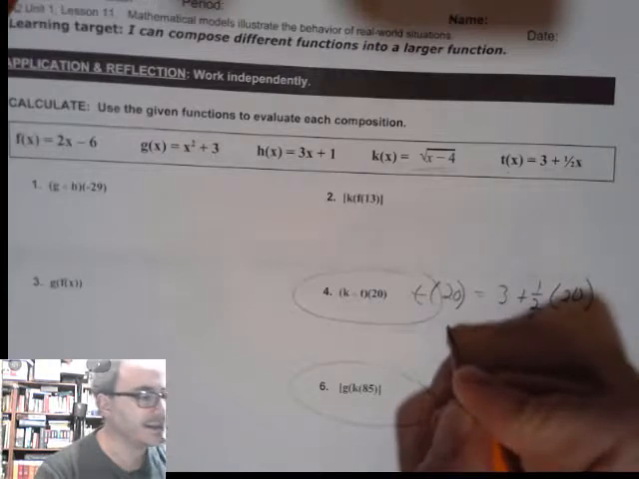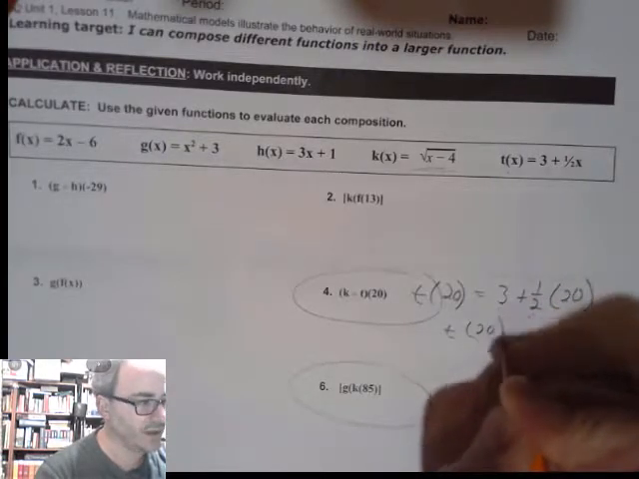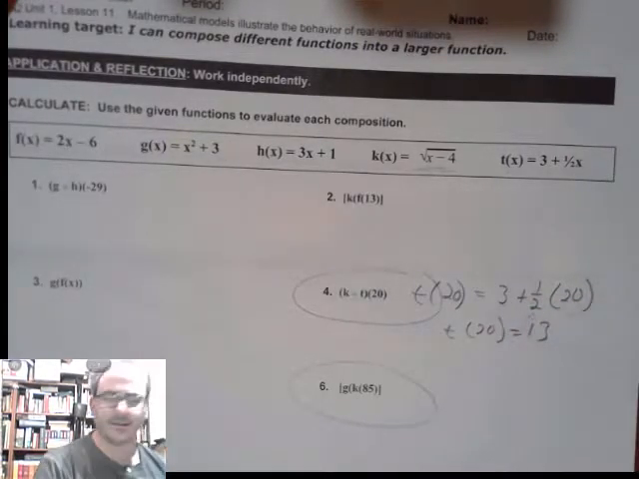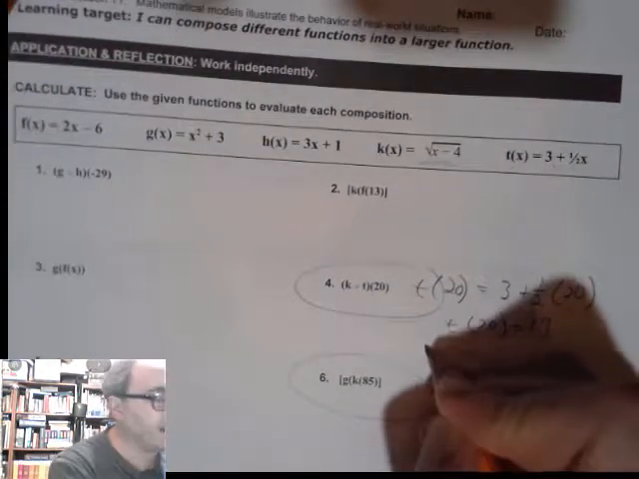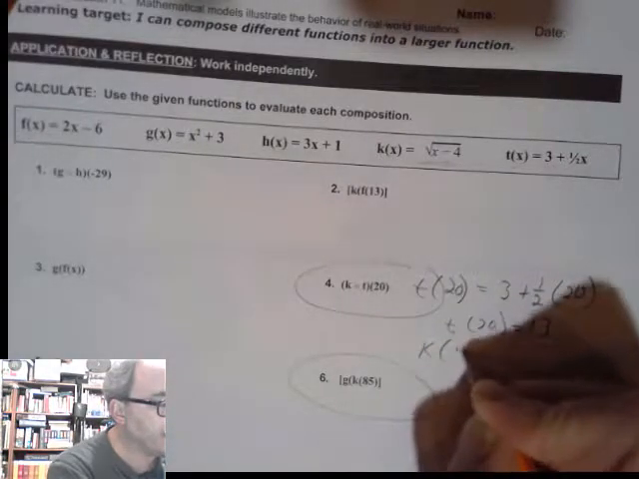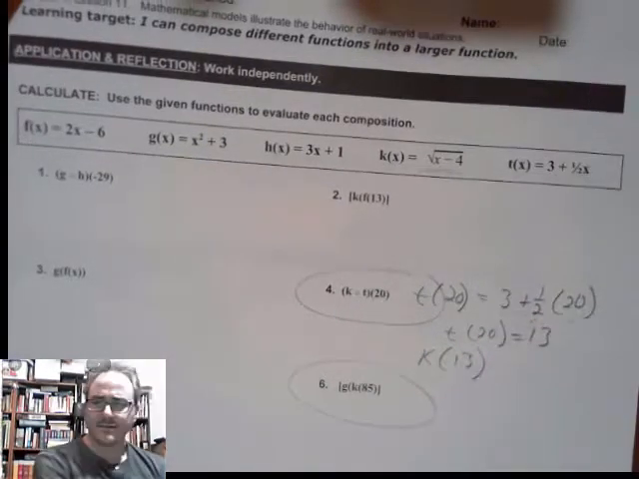What's 10 plus 3? It's 13. So the T of 20 is 13. All right? Now I got to put 13 in my next function. I got to compose the function. So now I need to find out what is the K of 13.